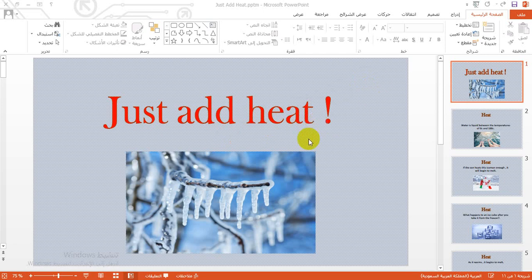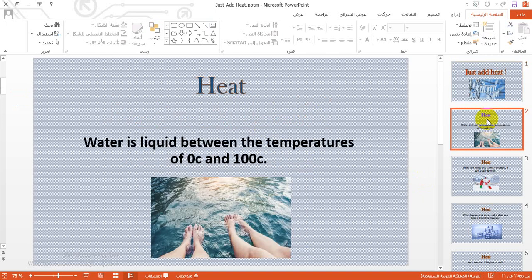So just add heat. It means something helps the solid water to change to droplets of water, or liquid water. Because of what? Because of the heat itself. Okay guys, the heat will change the solid state of water to liquid. Water is liquid between the temperatures 0 and 100 Celsius degrees.